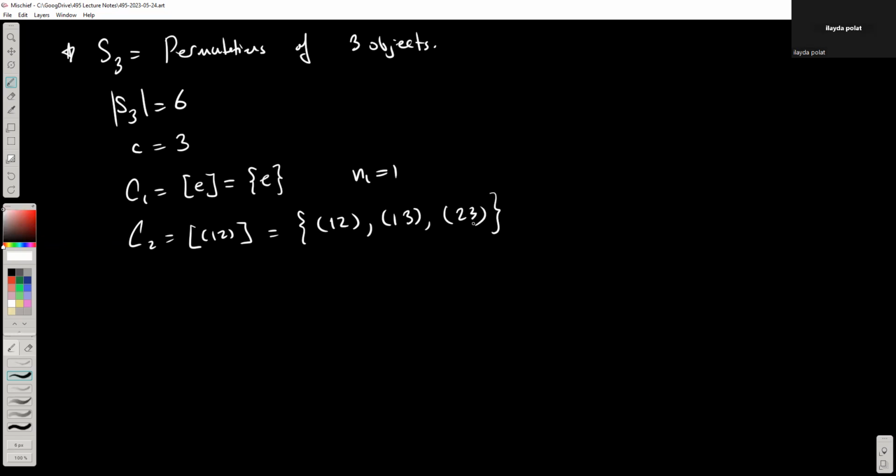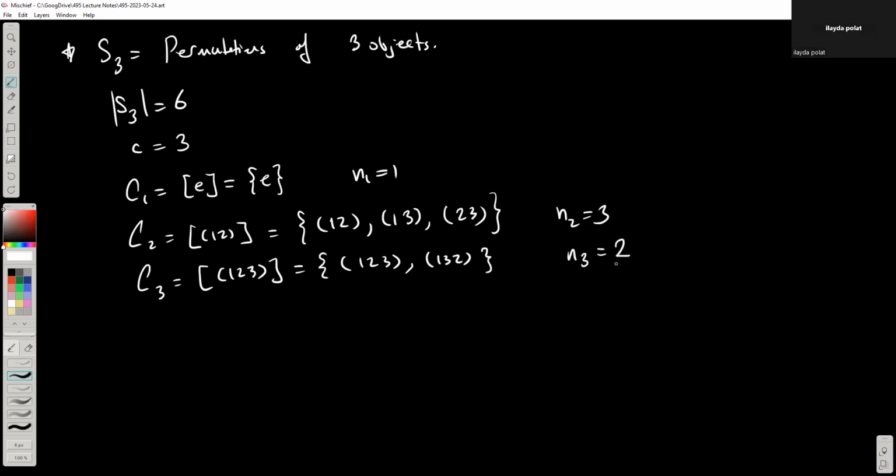These are all conjugate to each other. So there are like 3 elements in there. And the last conjugacy class is the 3 cycles. So there are only 2 elements in here: 1, 3, 2. So in the third conjugacy class, there are 2 elements. Okay. So that means there are C equals 3 irreducible representations.